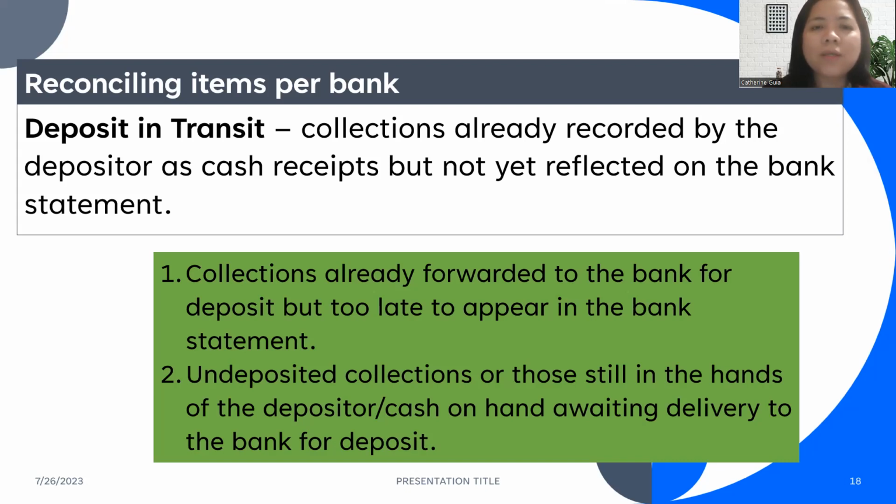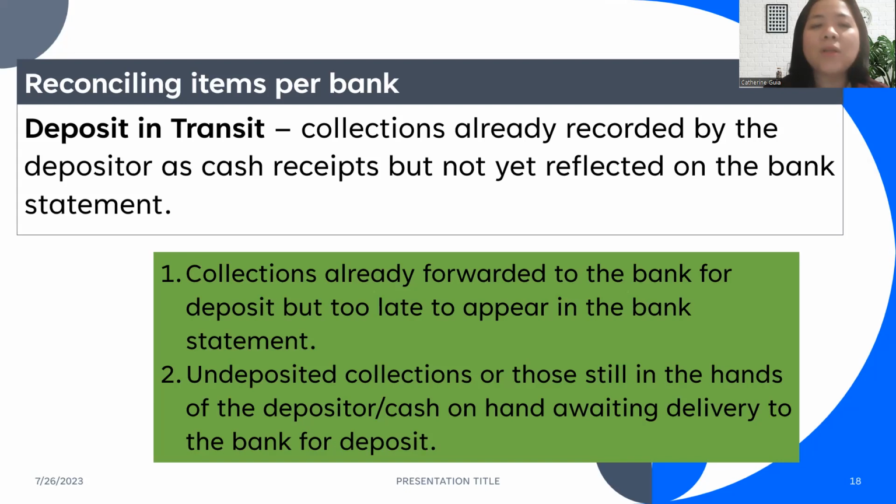However, today I don't think number one is happening or is common because our banks right now have extended hours. Before, the banking hours were actually until 3 p.m. But right now, if you will notice, BDO has initiated an extension of banking hours up to, I think, 6 p.m. or 7 p.m. And number two, undeposited collections, or those still in the hands of the depositor, or cash in hand waiting delivery to the bank for deposit.